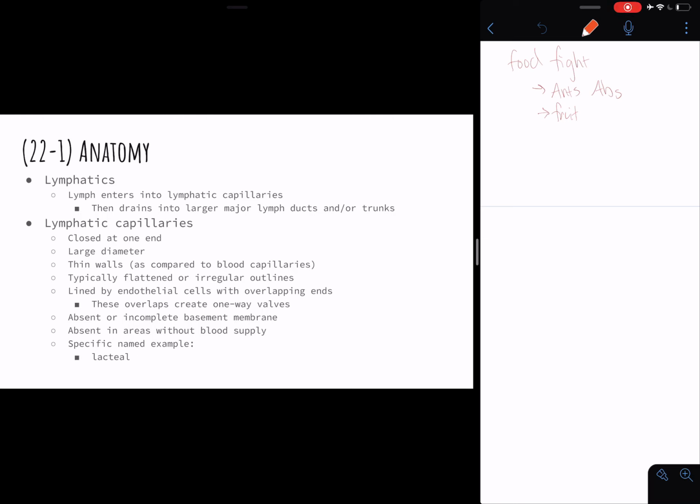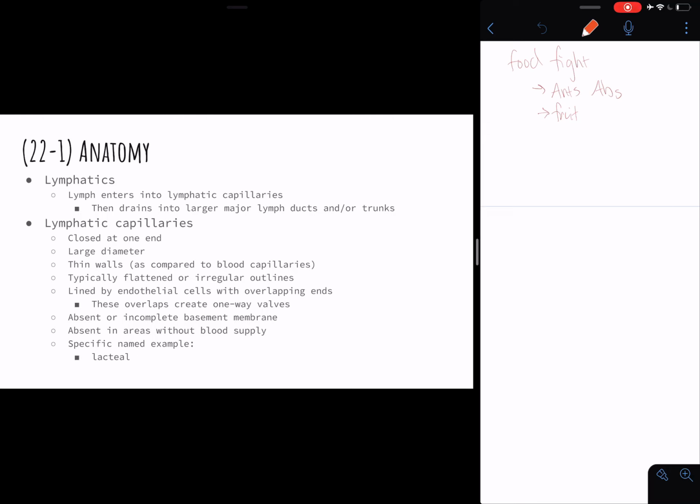They're also lined by endothelial cells with overlapping ends, just like the veins and the arteries are, except here those overlaps are what actually help create those one-way valves, which was pictured in that video earlier as well. These one-way valves are really important because they'll help segment the buildup of lymph within the vessel and help continuously push it down through the tube. So just like rolling a toothpaste tube, we're going to slowly, continuously push fluid back towards the heart, back into the venous system, and these valves are going to help us do that.